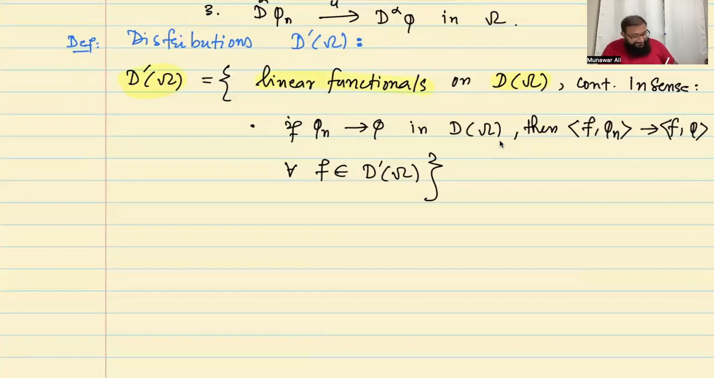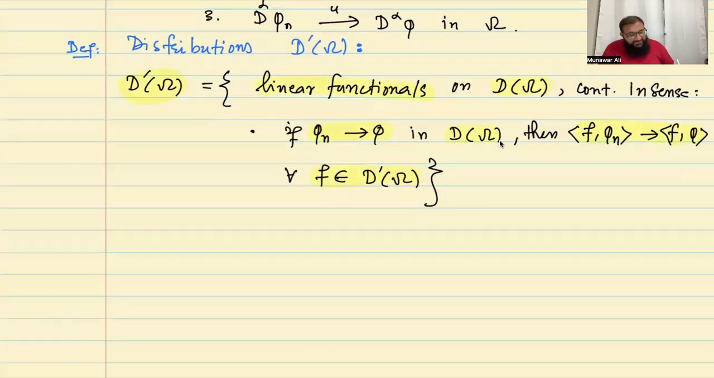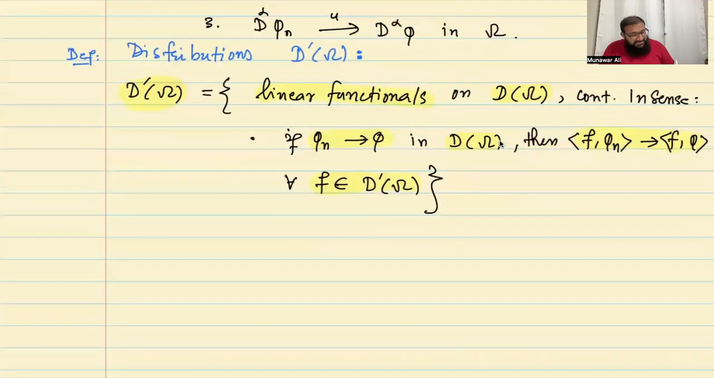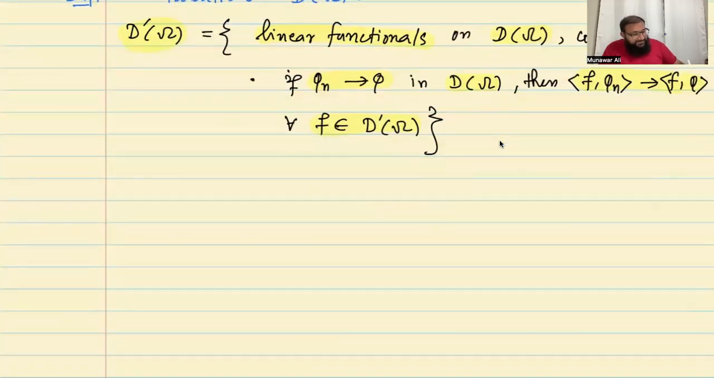And I say that whenever phi n converges to phi in D(Ω), then this action f acted on phi n should converge to f acted on phi for all phi in D'(Ω). This is how I define convergence in this space. And let me discuss a couple of examples.